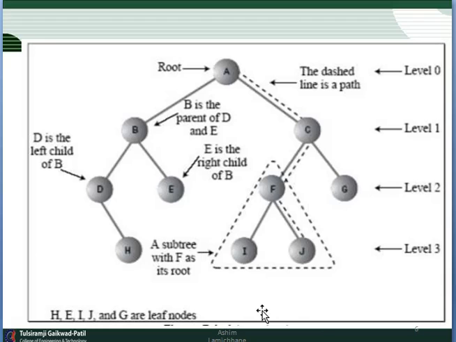Here, certain leaf nodes. Leaf nodes are the nodes that don't have any children. The nodes that don't have any children are called leaf nodes. Here H, E, I, J and G are the leaf nodes, those that don't have any children with them.